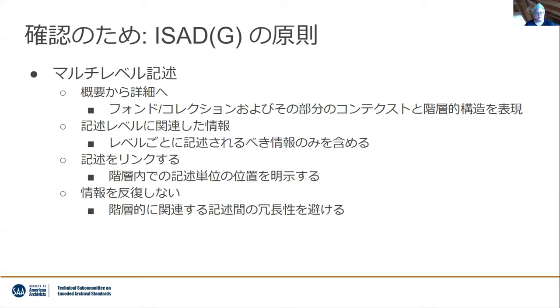And then the last principle that also is in ISAD(G) is making the position of a specific unit of description in that hierarchy, in that multi-level description, explicit, or as explicit as possible. And we will see how EAD does this in a minute. Next slide, please.